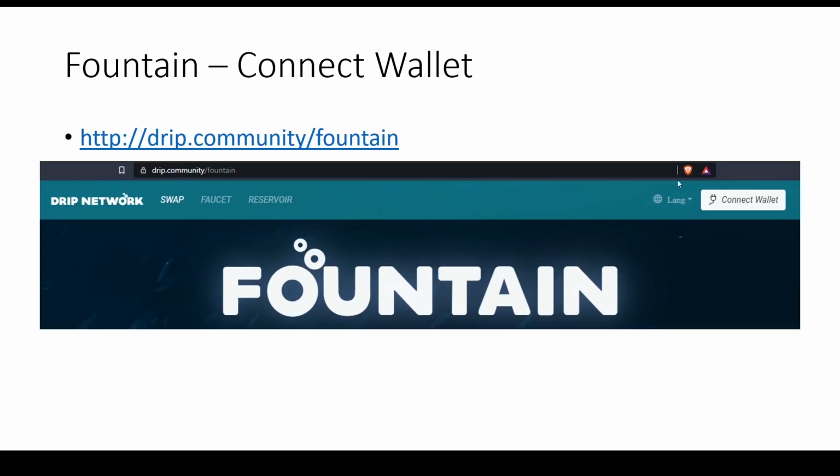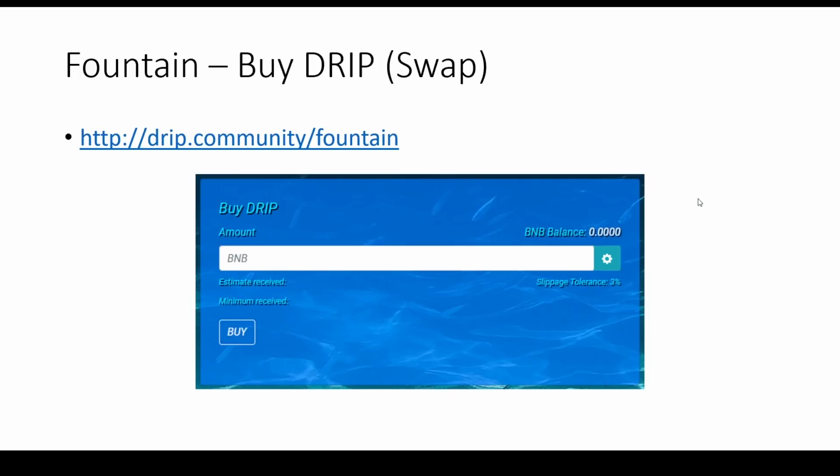So come to this website, click on Connect Wallet. A little bit lower on this site, there's a section where it says Buy Drip. You simply type in the number of BNB that you want to spend and click the Buy button. Now, one thing to note, you need BNB tokens to do each and every transaction. There's something called gas. You need to save some BNB tokens in your wallet.